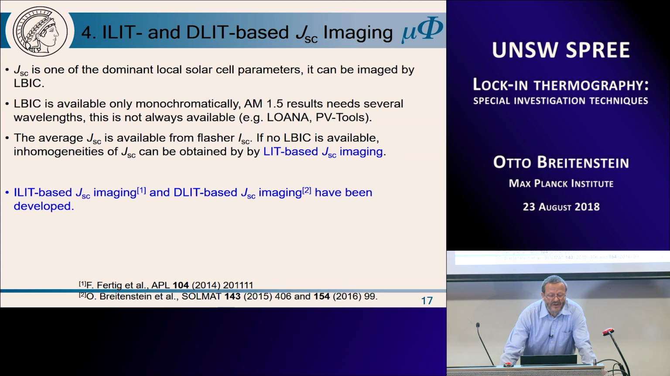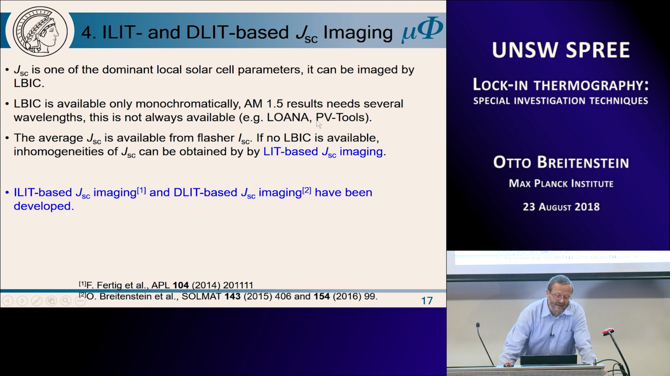Now comes the next story, which is JSC imaging of the short circuit current density. This is also a very important local solar cell parameter. And usually it is imaged by light beam induced current, so-called LBIC. However, LBIC is available as a rule only monochromatically. So you have it for only one wavelength, and for getting AM 1.5, so typical solar spectrum results, you need several wavelengths, and then you may construct it. However, this is not always available. So, for example, the Loana by PV tools can do this.